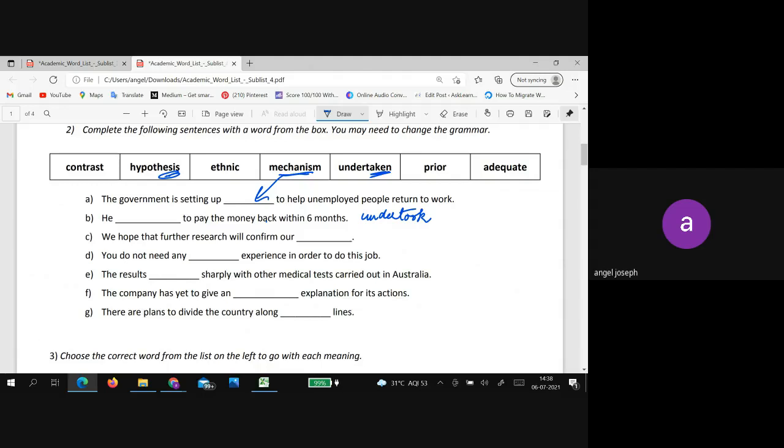We hope that further research will confirm our hypothesis. I gave you the example just like that. Hypothesis, good one. Especially scientists working with data, when they start with something, they are in a hypothesis manner. Without proof, we call it a hypothesis. Once it has proof, what will you call it? Once the hypothesis is researched and we have enough proof, what do we call it?